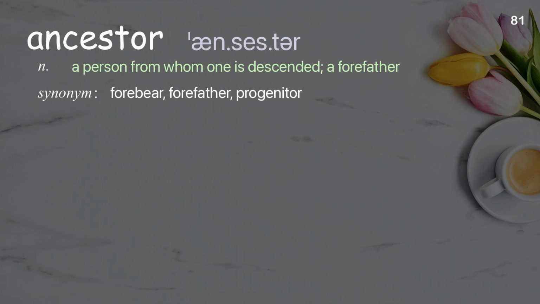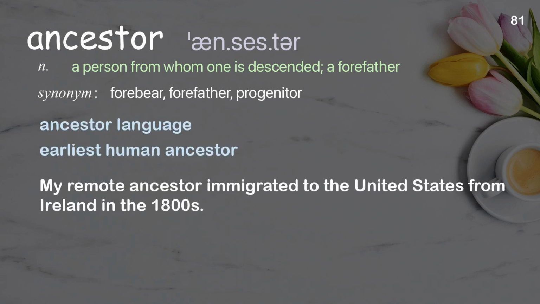Ancestor: A person from whom one is descended, a forefather. Examples: Ancestor language. Earliest human ancestor. My remote ancestor immigrated to the United States from Ireland in the 1800s.